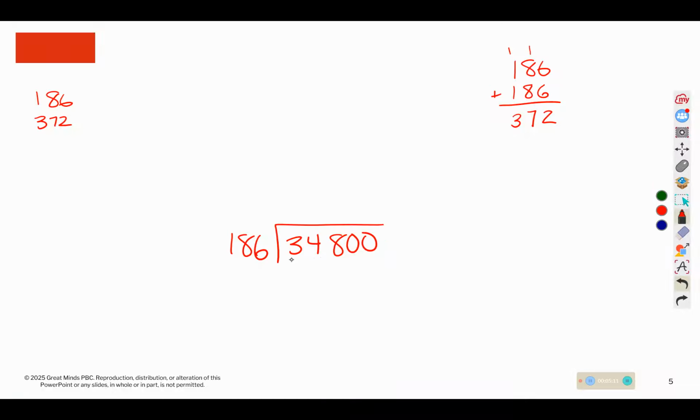So since it's 380 and 48, I know that only one of them can fit in. And I'll subtract. 8 minus 6 is 2. Regroup. 14 minus 8 is 6. 2 minus 1 is 1. Bring down a 0. Two plus 6 is 8. 3 plus 8 is 15, or 7 plus 8 is 15. 1 plus 3 plus 1 is 5.